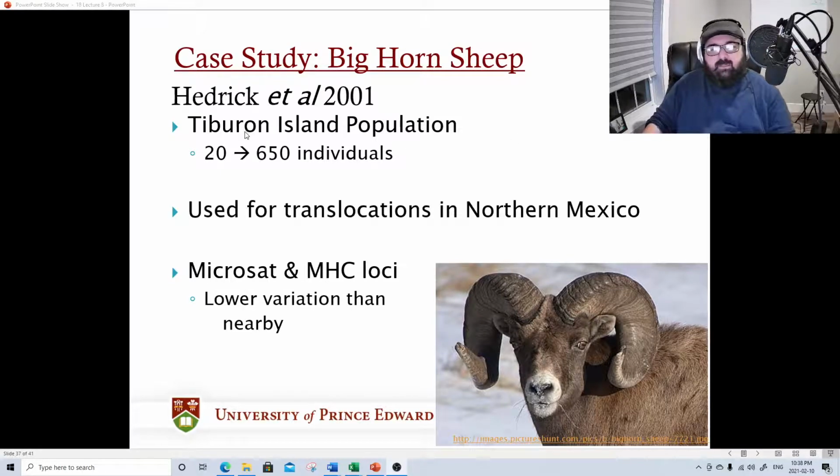Also, it means that if I was managing this species, I'd look at the population on Tiburon Island and I'd try to bring some individuals in to reintroduce the genetic diversity that got lost when they only started with 20. So I'd bring some in now, because that would have a huge effect on how healthy the island would be going forward.